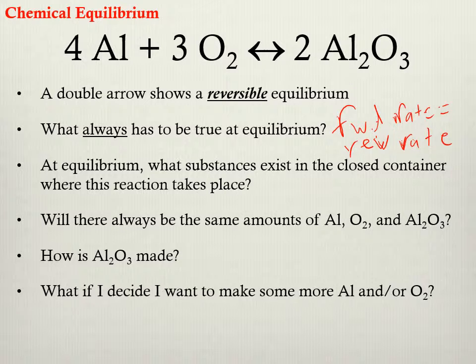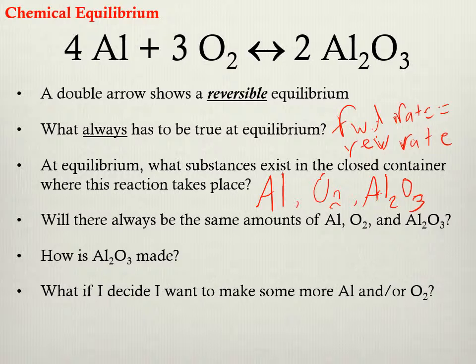If these reactions are taking place in a closed system, what substances are in the container? What would we find if we had a beaker with these two reactions happening? Well, there would be some aluminum by itself, we'd have some O2 by itself, and we'd have some of the Al2O3. Some of the aluminum and oxygen would be turning into Al2O3. Some of the Al2O3 would be turning back into aluminum and oxygen. We'd have all three of these things mixed in some kind of concentrations.